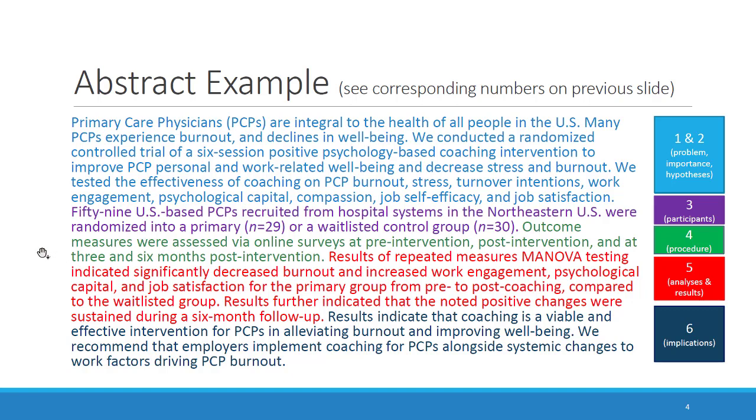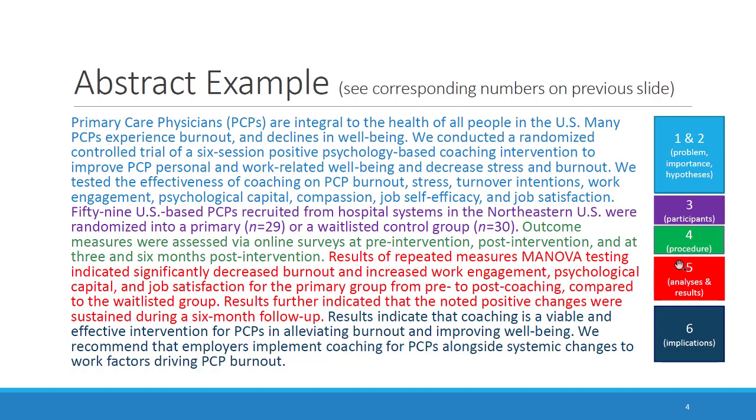Number 4 is the procedure, and that's in green. So let's go through that. Outcome measures were assessed via online surveys at pre-intervention, post-intervention, and at 3 and 6 months post-intervention. So in that sentence, I give a very brief overview of the procedure. Note that I did not include any information about my measures or any details that were not necessary here.